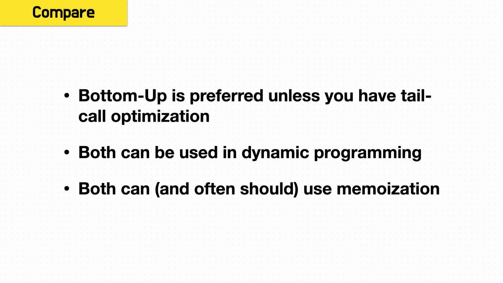So let's compare bottom-up versus top-down. Bottom-up is typically preferred because we don't have the implications of the call stack. With a top-down algorithm, you add space to the stack every function call you call recursively. This can lead to things like a stack overflow and adding additional space complexity. However, if your language has tail call optimization, this isn't a concern. Both bottom-up and top-down can be used in dynamic programming, and when you do use it in dynamic programming, that means you have overlapping subproblems, and you should be using memoization.